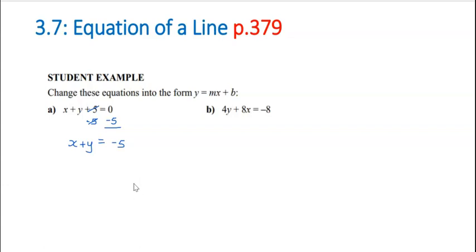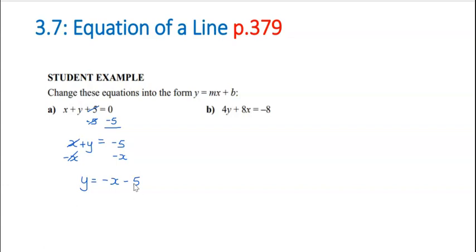Now I'm ready to isolate y. I have x, and so I'm going to subtract x. X minus x will cancel, and I can subtract x from the other side. So that leaves me with y isolated. Now I have negative 5 minus x. We know that our equation of a line has x coming first, so we're going to have negative x minus 5. Y is equal to negative x minus 5.